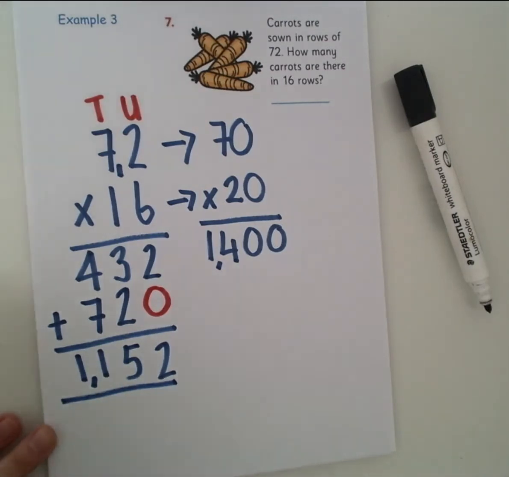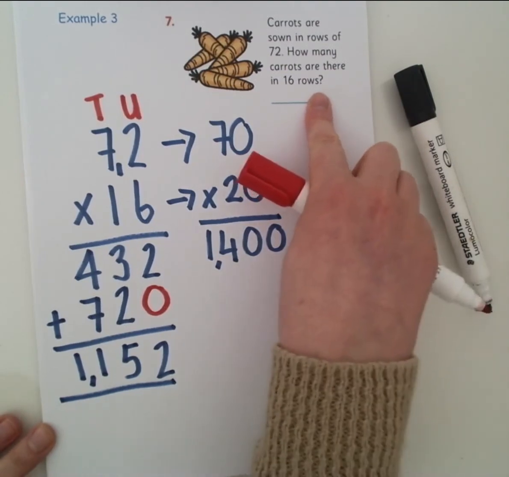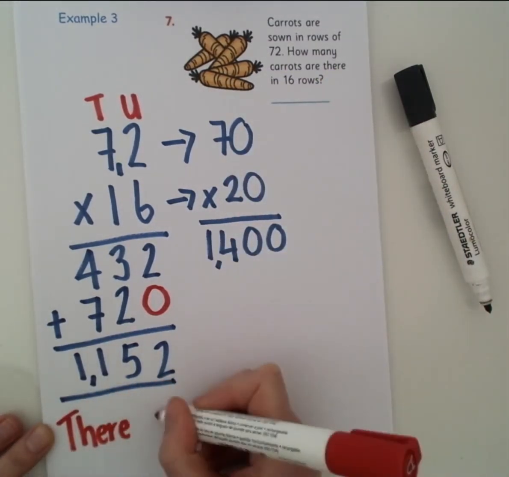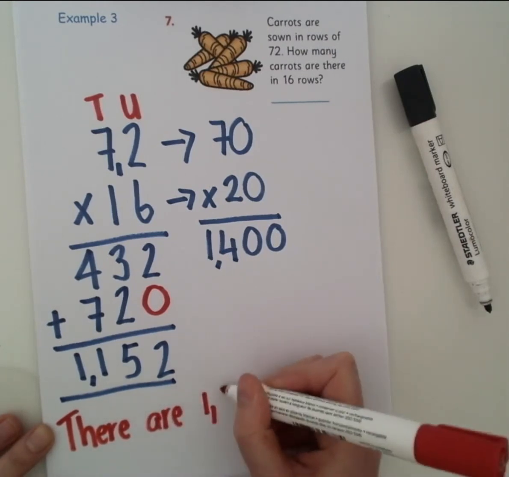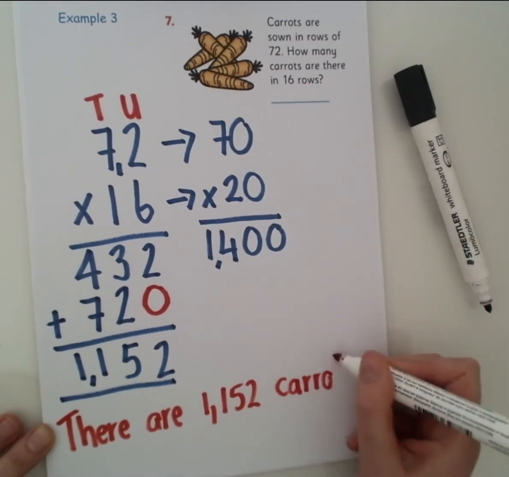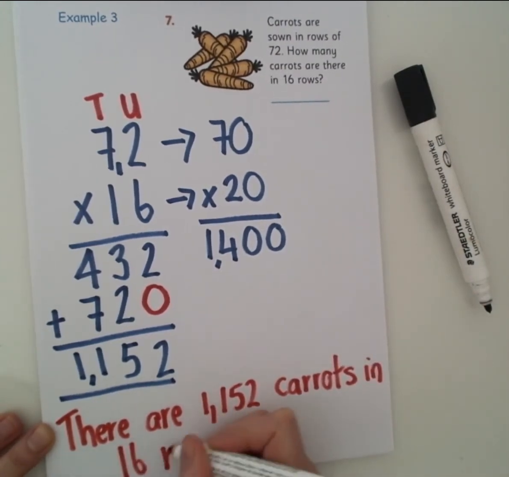Now going back to the question I was asked, how many carrots are there in 16 rows? So there are 1,152 carrots in 16 rows.